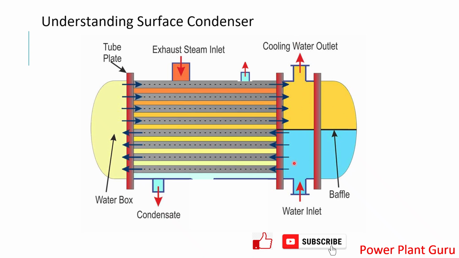So this is normally the construction for cooling water flow and the steam flow. There is an inlet water box, there is an outlet water box, and there is, here on the other side, a common one, which is connecting between inlet and outlet. So that is how the basic flow happens.